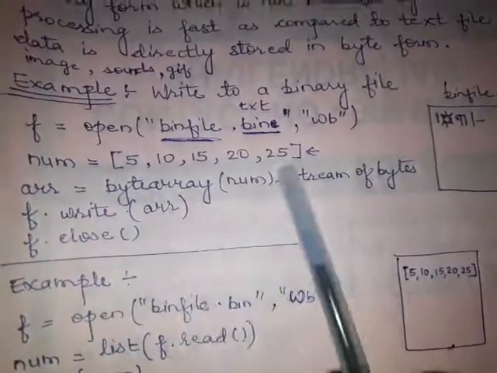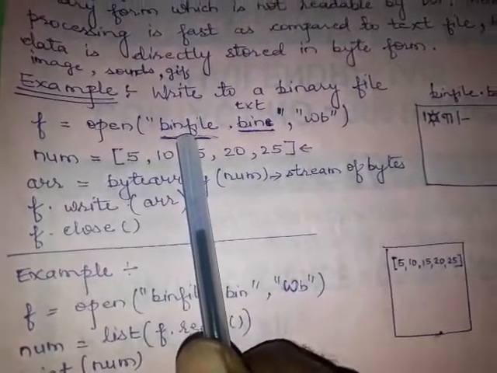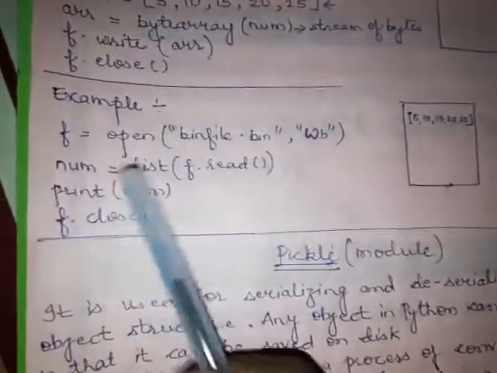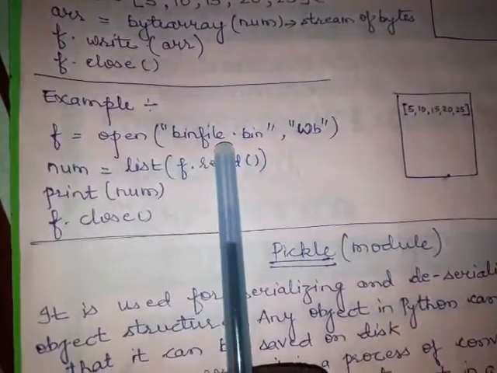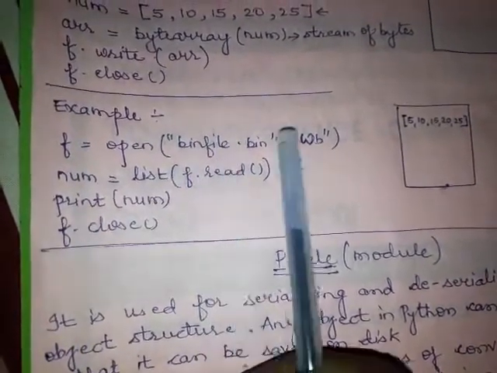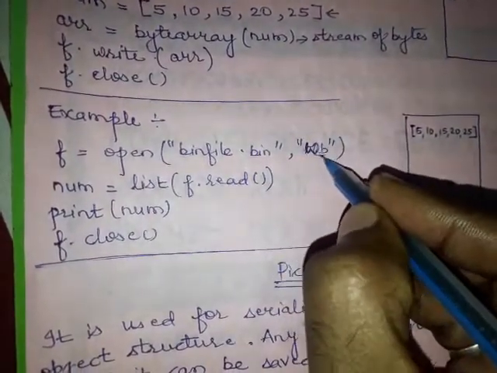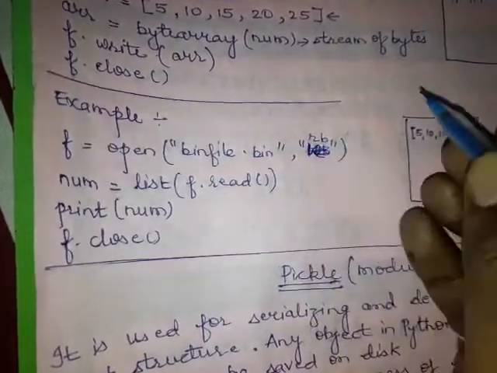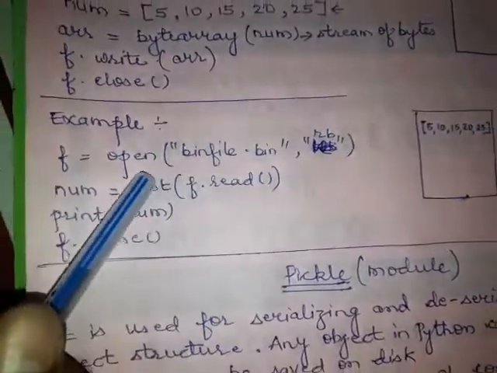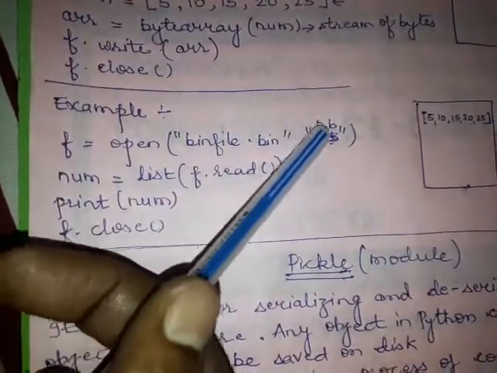Now if you want to read this file, let us see what is the way. Same, open the binary file, the name of the file. If you want to read, you have to write here read binary, rb. You have to write rb over here. So open the file in the read binary mode.